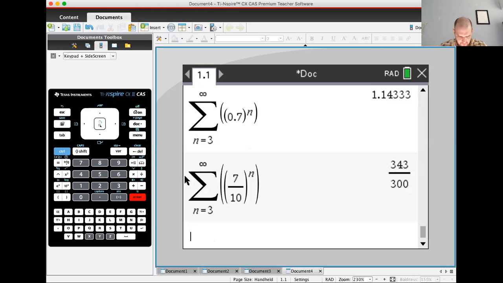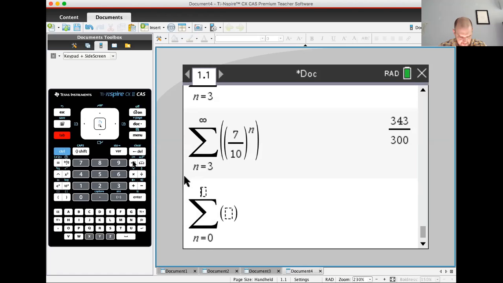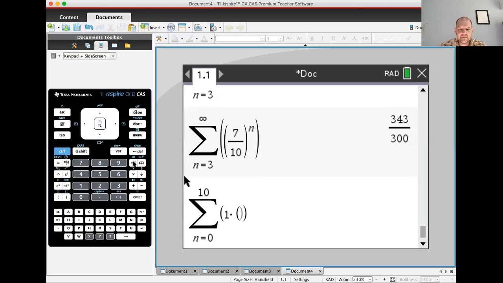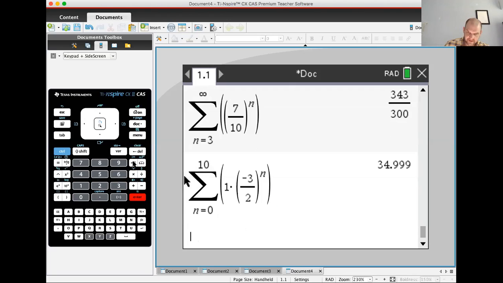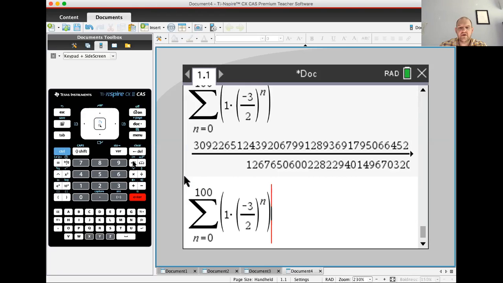For the next one, we sort of have a problem because it didn't give us a summation, but we know how to write it. So n goes from 0 to, first to 10, I guess. The first term is 1 times the ratio, -3/2 to the n. If n is equal to 0, I get 1, which I should. If n is equal to 1, I get negative 3/2, which also matches the written out sum we were given. So here we get 34.999. Wow. This diverges. So the next one is going to be even bigger, or well, the absolute value will be.